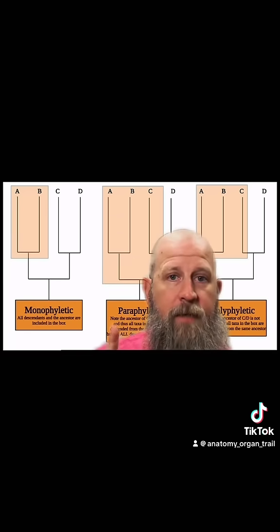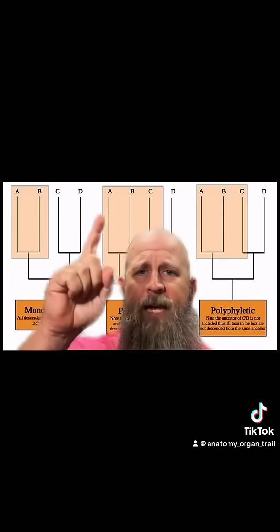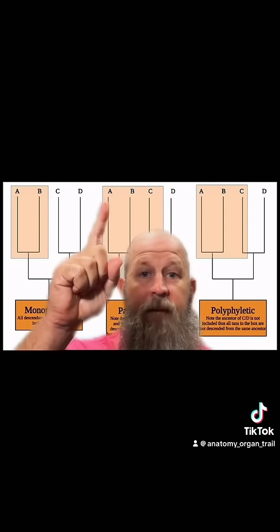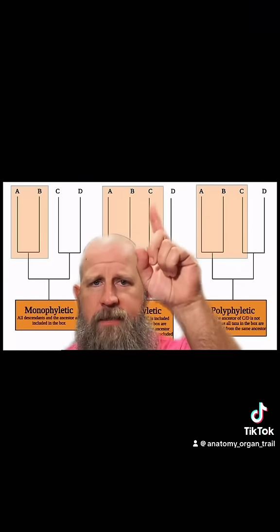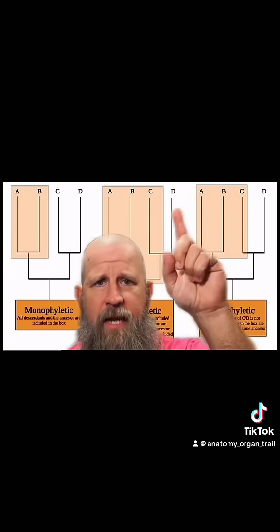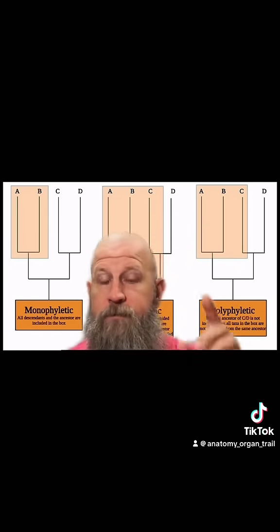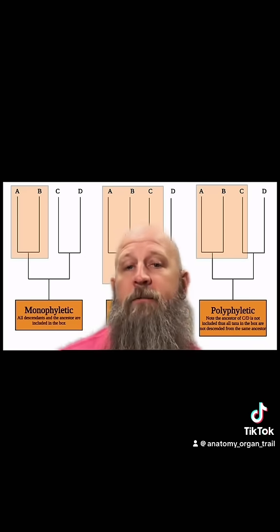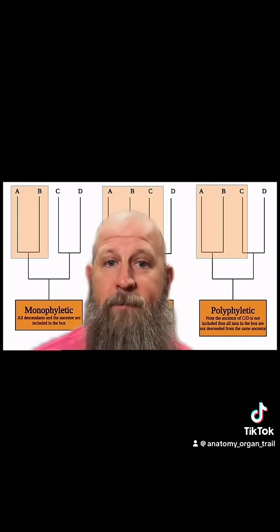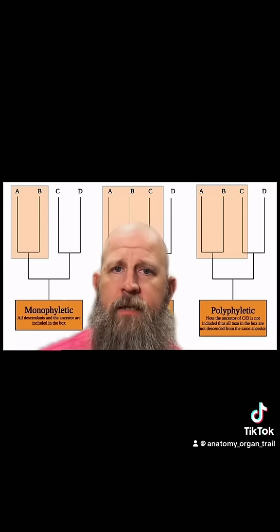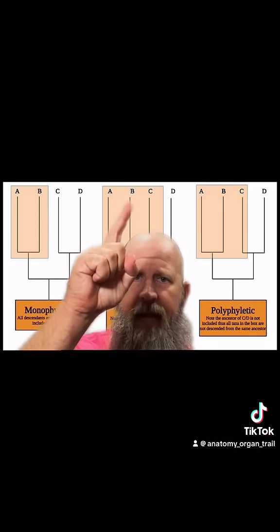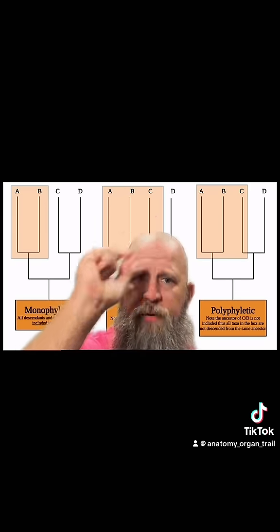It cannot be paraphyletic. Now, imagine this. Imagine A is a lizard, B is a snake, C is an alligator, and D is a bird. That's actually pretty close to what the evolutionary relationships of reptiles, the class Reptilia, looks like. So, lizard, snake, alligator, bird.